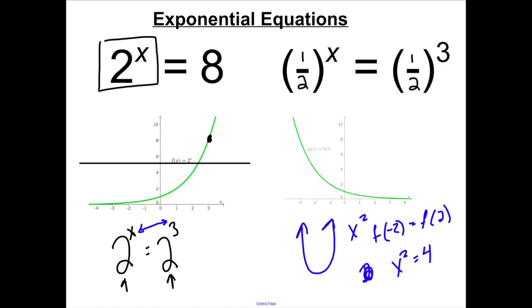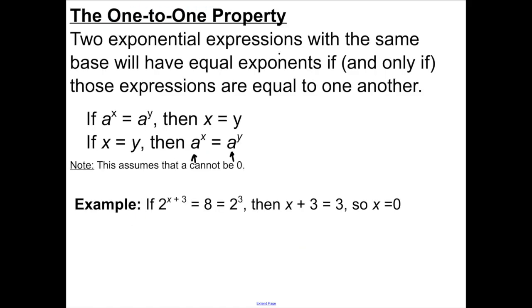In this situation where I tell you 2 to the x is equal to 2 to the 3, x can only be equal to 3. And that comes from this idea of being 1-to-1. That's where this 1-to-1 property also gets its name. A thing to remember is assume that a cannot be equal to 0. That would be a very boring flat line. But mathematicians like to state those important, sometimes overlooked or taken for granted facts.